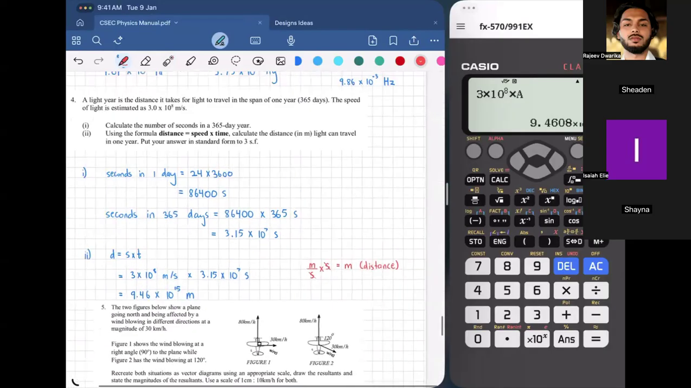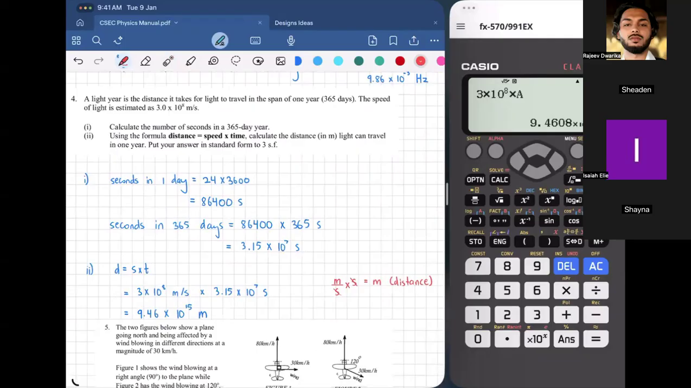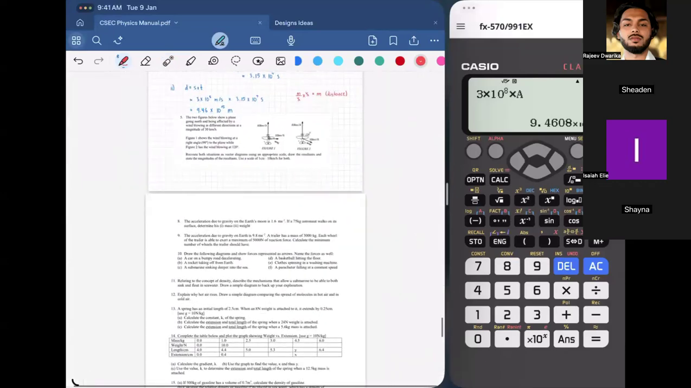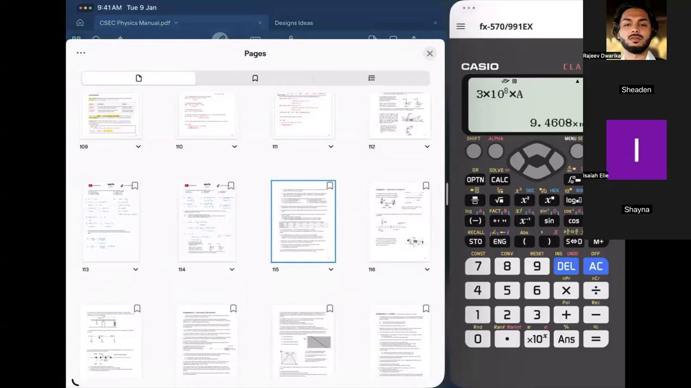Is there anybody that did not understand this question? Tell me. Were you confused by anything I did? No, sir. Isaiah, did you get this answer? Yeah. Sheena, did you get this answer? Yes, sir. Okay. Great. Let's do question 5 now, and we'll move on to the new topic that I wanted to start today.